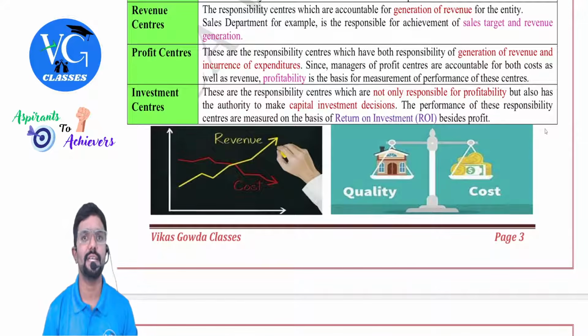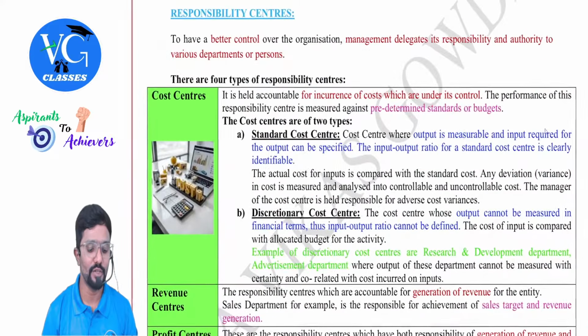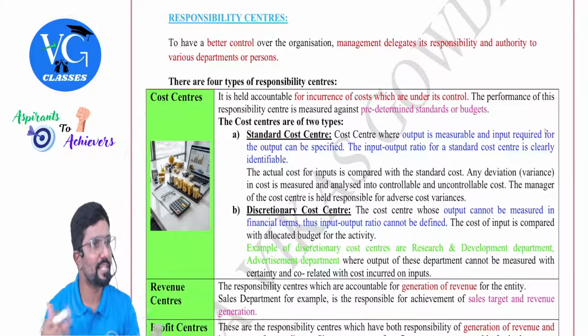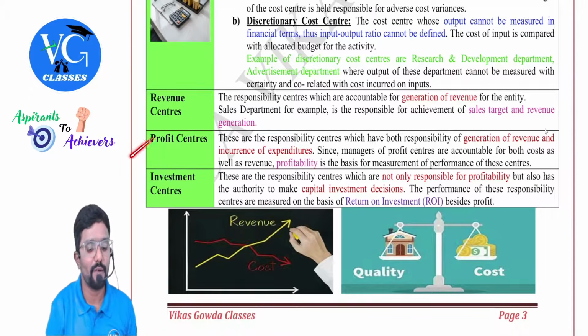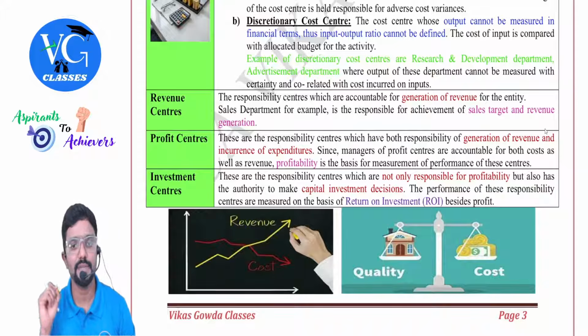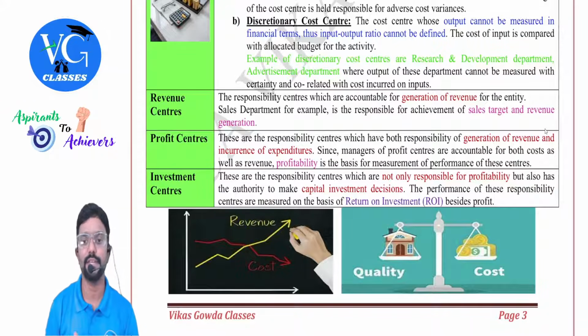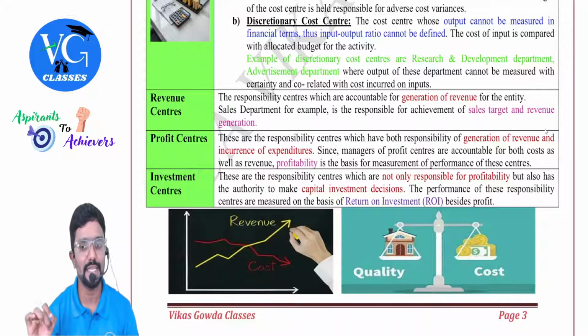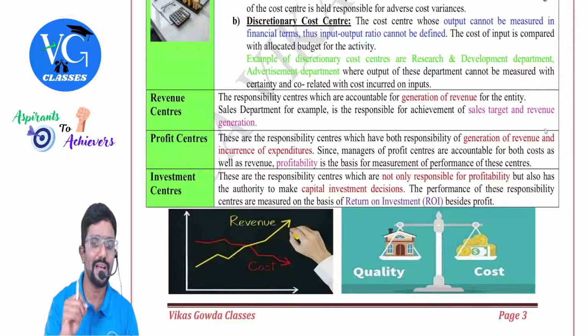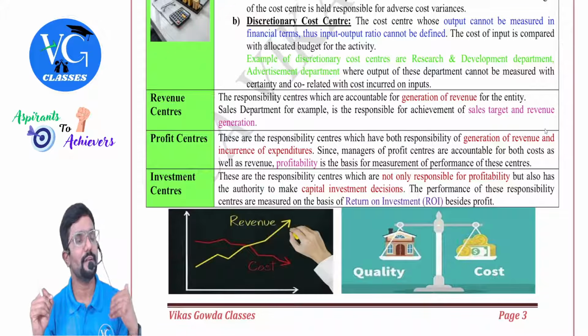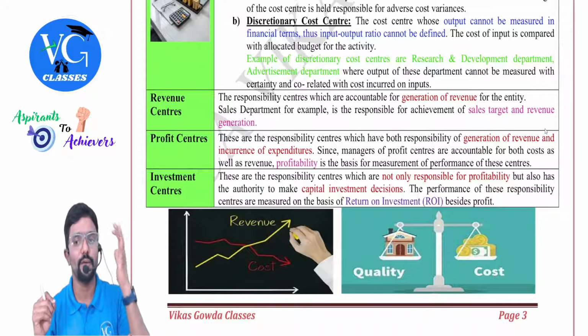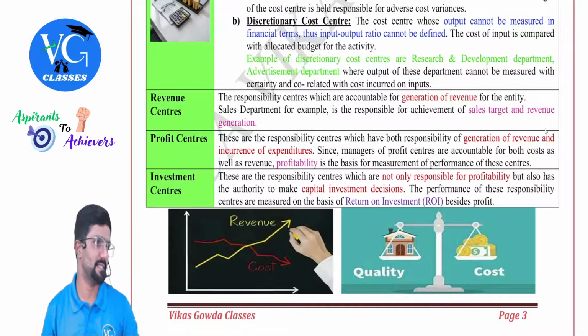Next is profit center. Whoever is in charge of both cost and profit, because revenue minus cost is equal to profit. Correct. So they are called profit centers. These are the responsibility centers which have both the responsibilities of generation of revenue and incurrence of expenditure. Since managers of profit centers are accountable for both cost as well as revenue, profitability is the basis for measurement of performance of these centers.